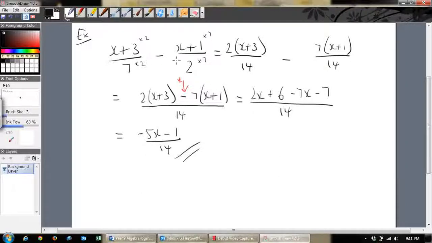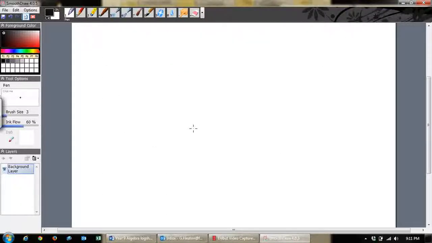Okay, so the steps are: write it over a common denominator, put them together, expand and simplify the top line, and that's basically how to do it.